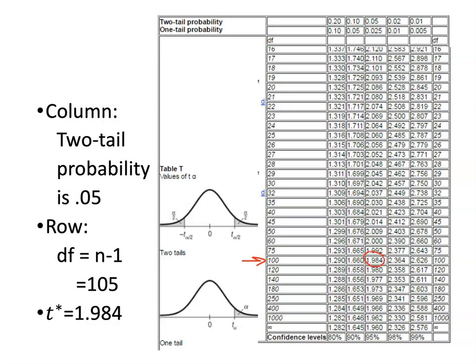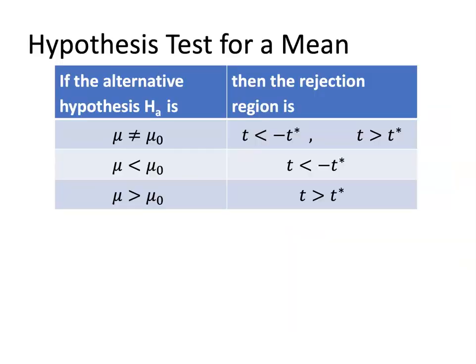We're in this column over here, right? Because it's a two-tail test with a 0.05 level of significance. So it looks like t star is 1.984. Here's where we're going to use that. If the alternative hypothesis H sub a is mu does not equal mu sub 0, that's what we've got, then the rejection region looks like this.